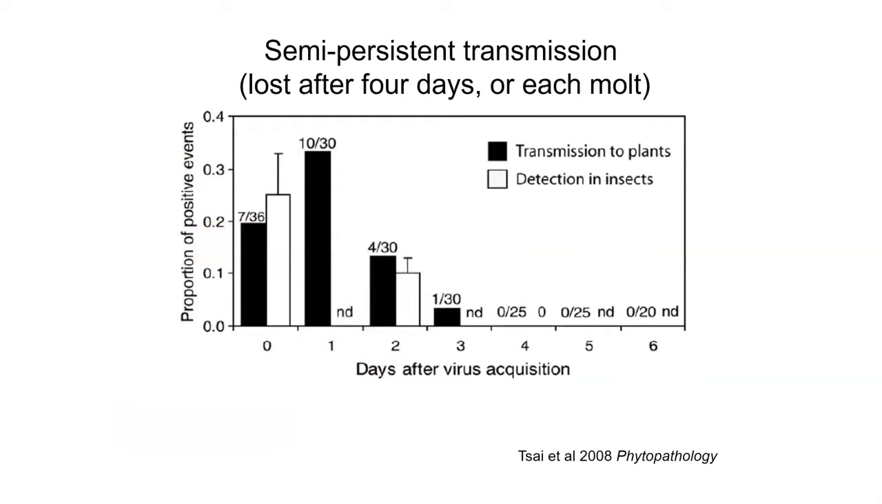Another important aspect of their vector efficiency is that it was a semi-persistent transmission. So basically, they lost the ability to transmit the pathogen every time they molted, and after about 4 days. This is probably because it was being held inside their esophageal gut system or their mouth parts. It didn't make it into the insect's hemolymph, and it wasn't persistent within the body.